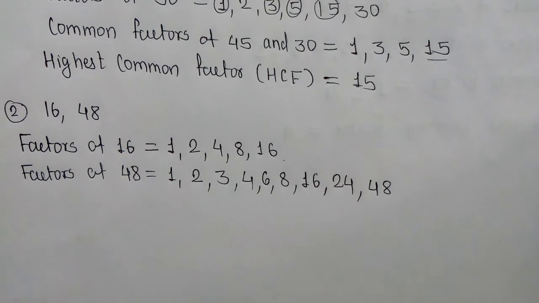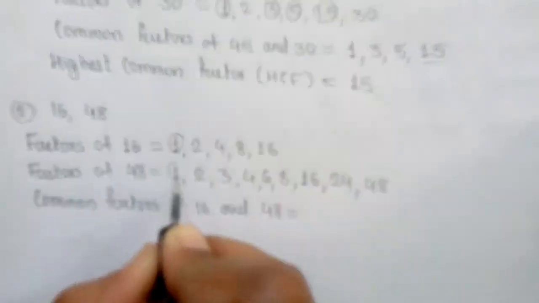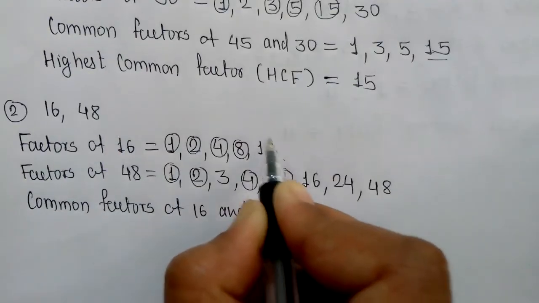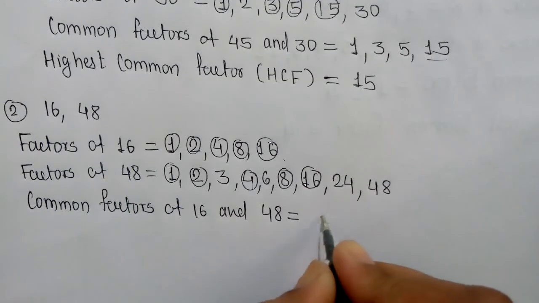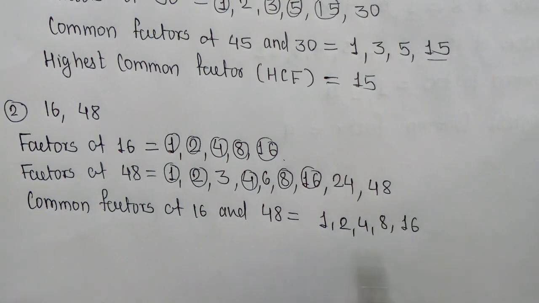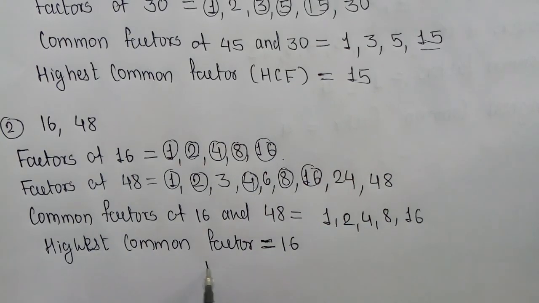Okay. Now the common factors. Here we will write the common factors. Which are common? 1, 2, 4, 8 and 16. We write here 1, 2, 4, 8 and 16. Now we will see which one is highest. 16 is highest. So the HCF of 16 and 48 is 16. The highest common factor is 16. So HCF is equal to 16.